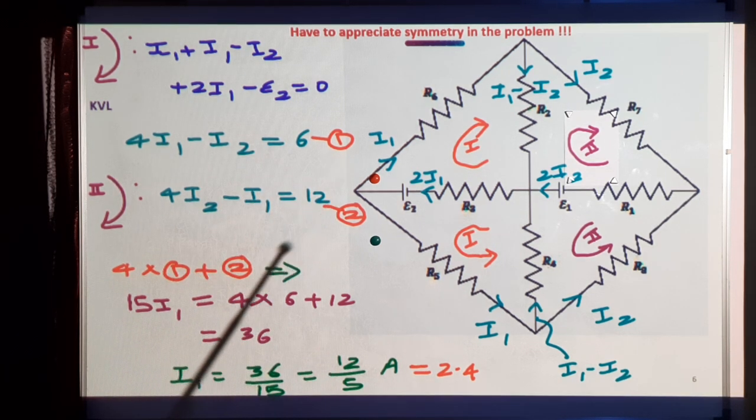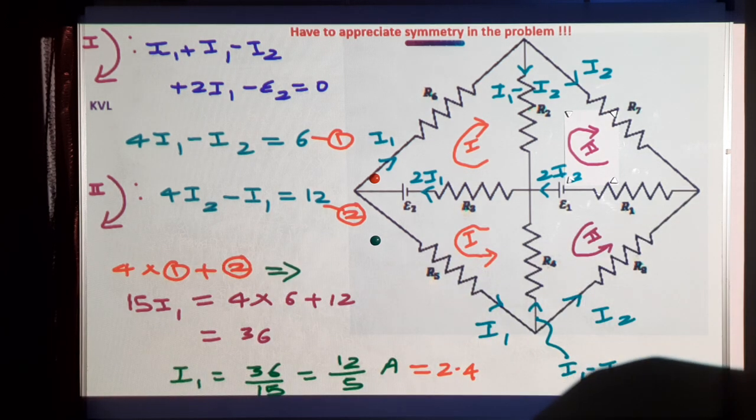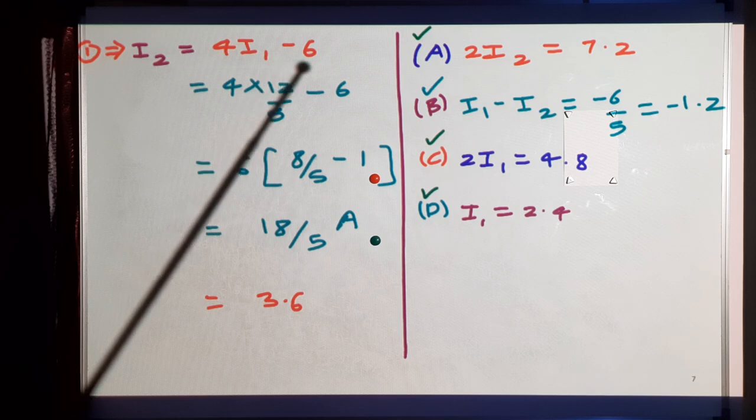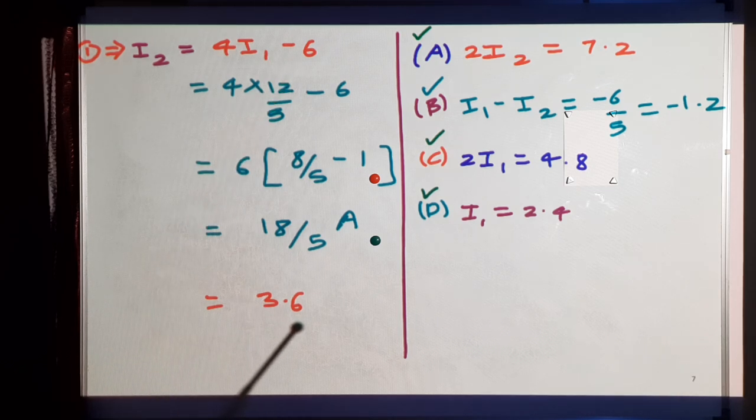So 2 equations, 2 unknowns. To eliminate I2, I multiply this by 4 and add them up. I'll get I1 as 36 by 15, which is 12 by 5, which is 2.4 because it's 24 by 10. And I2, I use equation 1 to get I2 as 4I1 minus 6. So that is 3.6 amps. So the options can be checked individually.